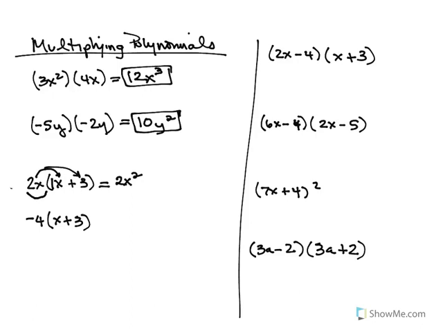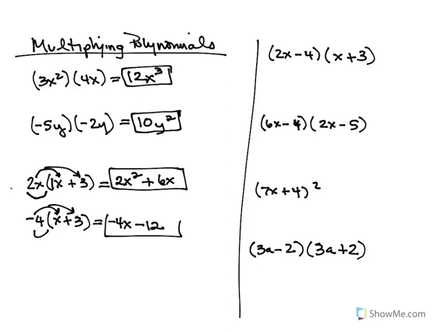Then we have, all right, so we're distributing, so we have 2x squared, then plus 6x. And that's it. We're done. Here we are distributing what? The negative 4. So negative 4x minus 12. Nothing can combine. The problem is finished.